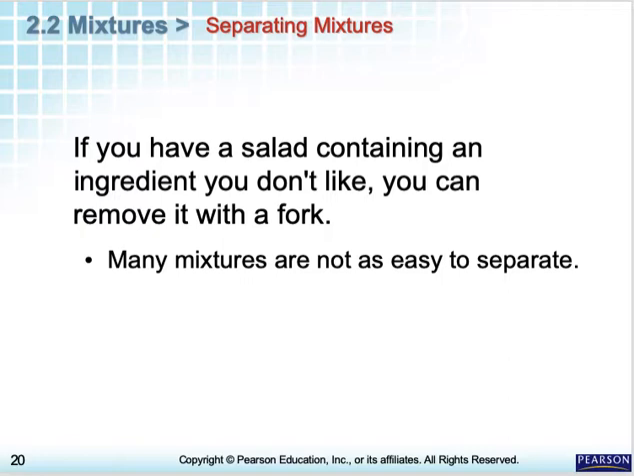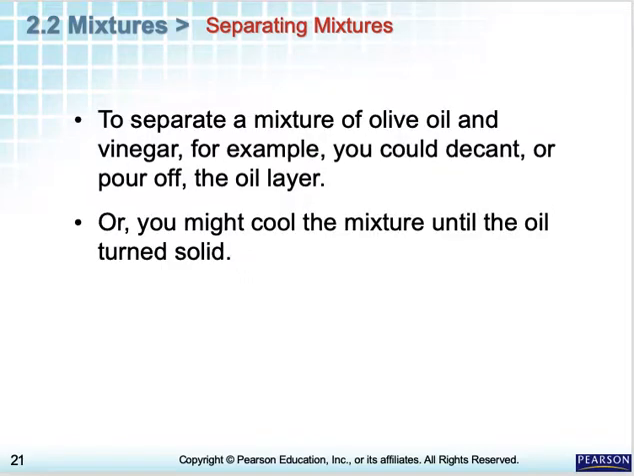But many mixtures are not as easy to separate. And how do we do it? Well, if I wanted to separate oil and vinegar, for example, I could decant, or carefully pour off, the top layer, which is the oil layer. Or I could cool the mixture until the oil turned to a solid, and then I could scrape off the solid oil from the top and have just the liquid in the bottom.